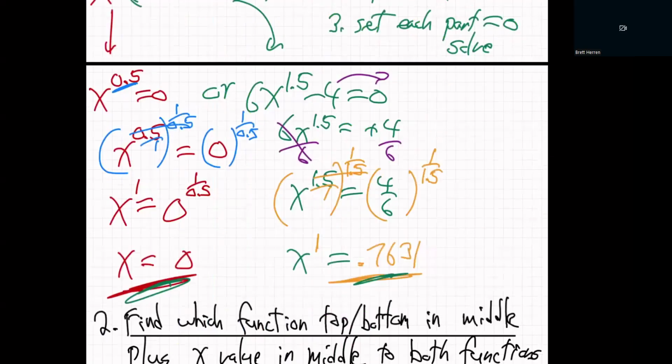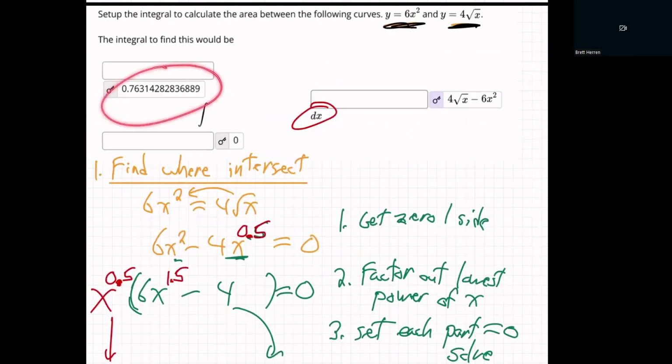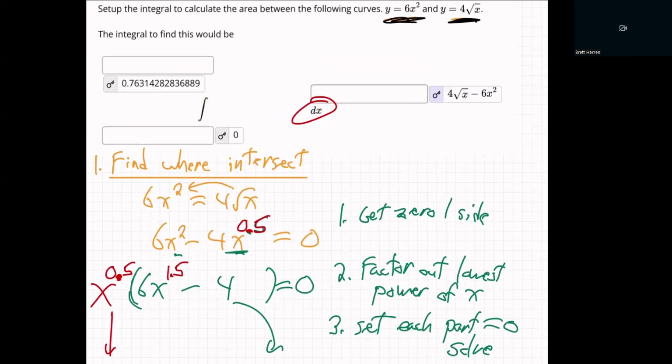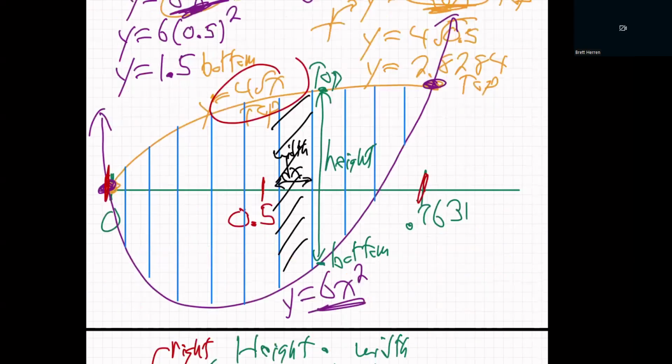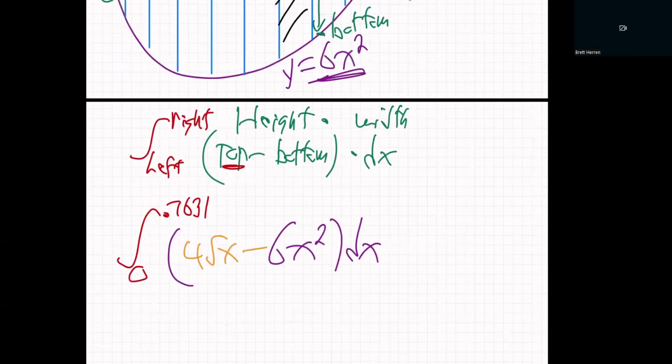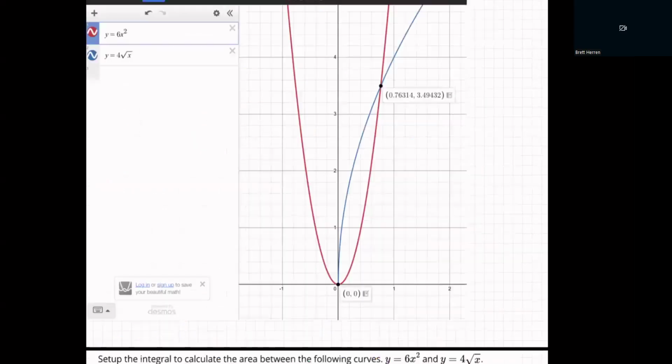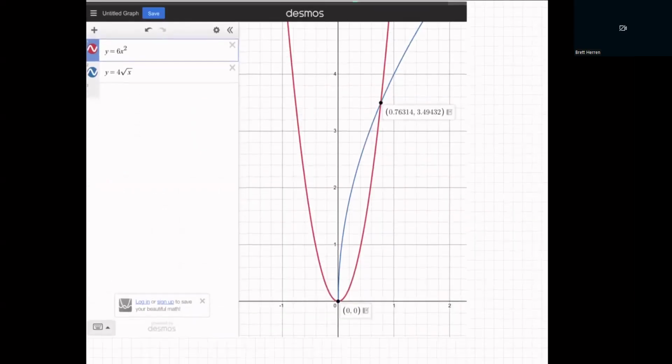Let's double check our answers. What would they get? 0 to 0.7631, 4 root x minus 6x squared. Yep, that's exactly right. Here's the actual picture. I graphed it on Desmos if you want to see. There's what it actually looks like more precisely. See, there's the root x graph, the blue one, 4 root x. And there's the parabola, the 6x squared. See, here's where they intersect, 0 and 0.7631, just like we said. And here's the area of the region between them. Looks a little different than my made-up graph, but that's the real deal.